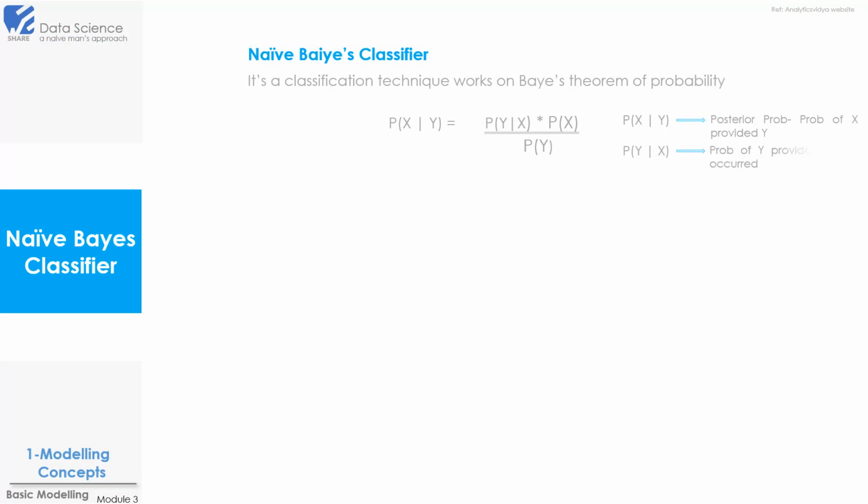Now naive Bayes classifier is a classification technique which works on Bayes' theorem of probability. Recall the Bayes' theorem that we studied? Basically it describes the probability of occurrence of an event related to any condition. So our algorithm is based on this theorem and hence it is called as naive Bayes classifier.